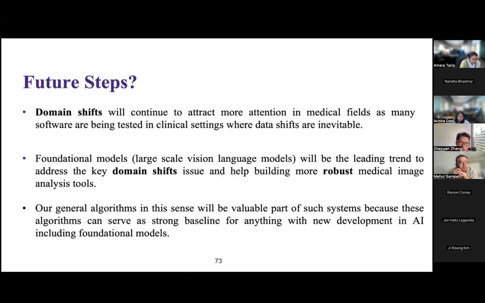And our general algorithm in this sense will be valuable as part of such systems, because it can serve as a good baseline for anything with the newly developed AI methods.